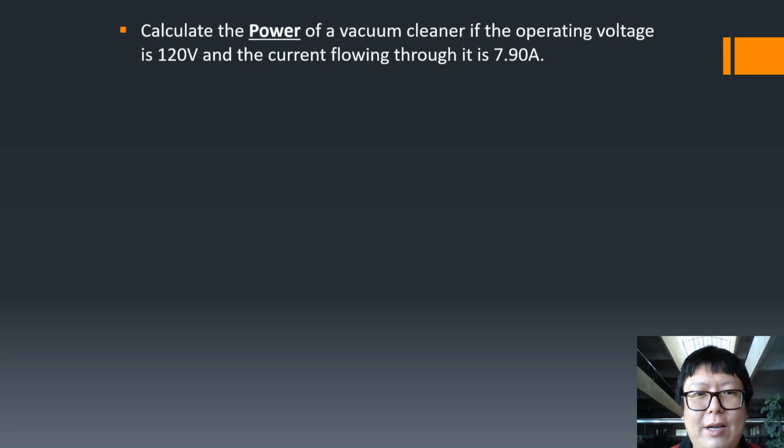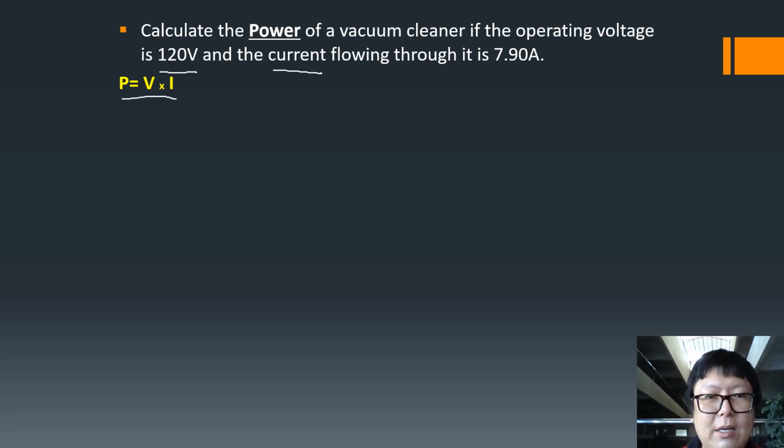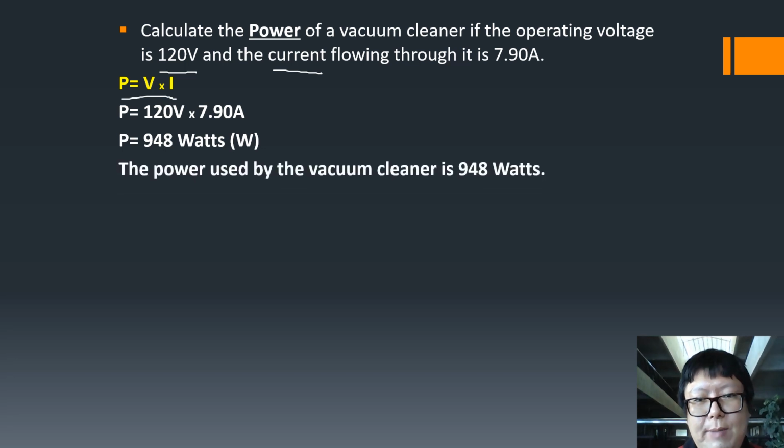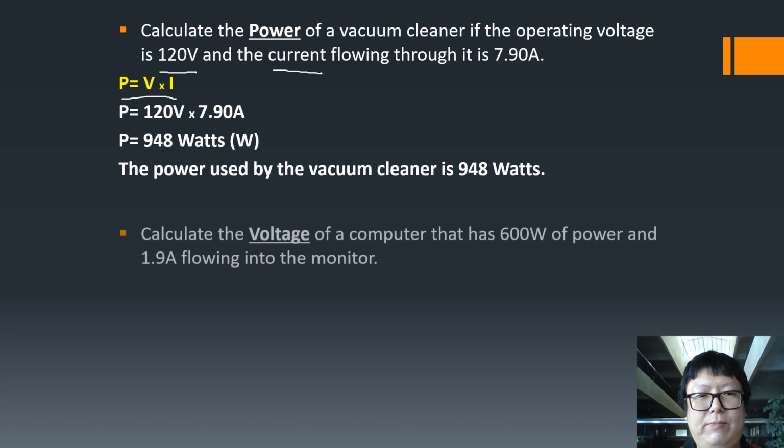Example. Calculate the power of a vacuum cleaner if the operating voltage is 120 volts and the current flowing through it is 7.9 ampere. We see that the question has already given you the voltage and the current, so you can use this equation, V times I. The power is 120 times 7.9, and you get this. The unit is watts. So the power used by the vacuum cleaner is 948.